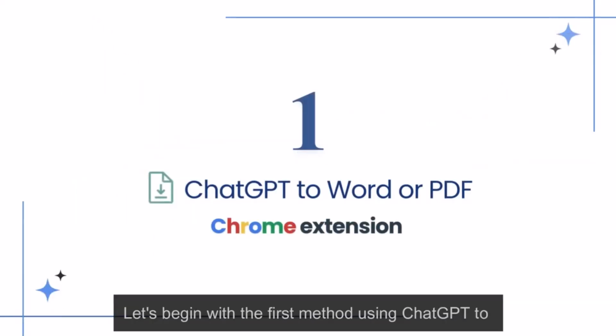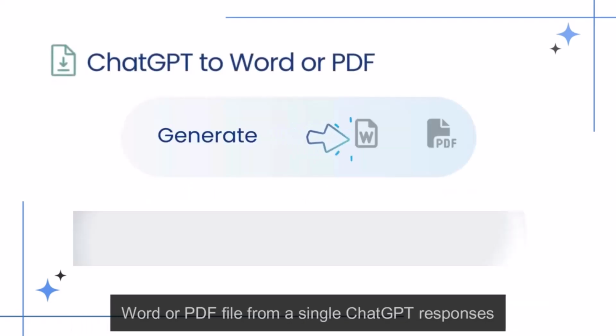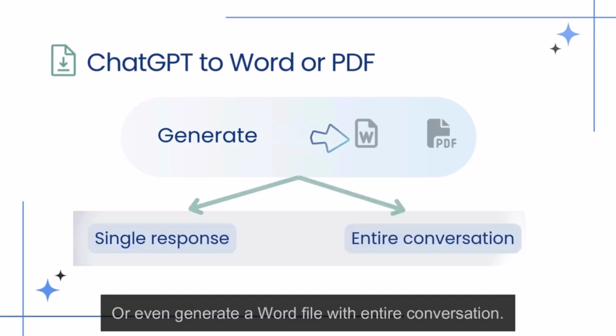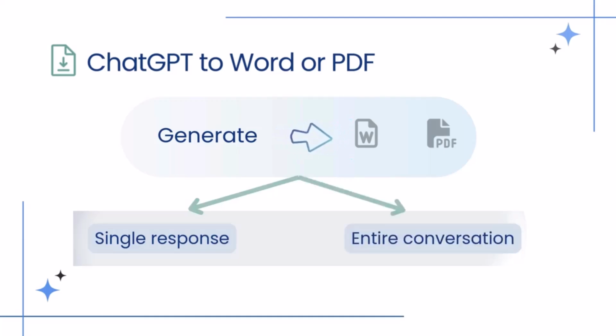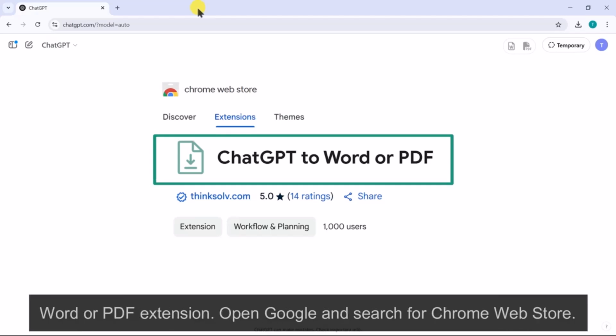The ChatGPT to Word or PDF Chrome extension allows you to generate a Word or PDF file from a single ChatGPT response, or even generate a Word file with the entire conversation. First, let's start with installing the ChatGPT to Word or PDF extension.